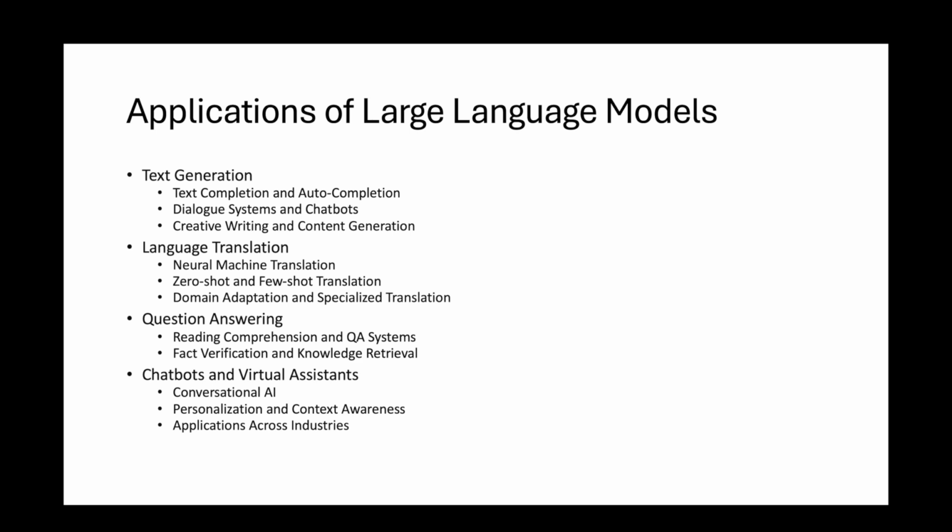Fact verification and knowledge retrieval. LLMs can verify factual claims by extracting and validating information from text sources. Knowledge retrieval systems leverage LLMs to search and retrieve relevant information from large text corpora, databases, and knowledge graphs.